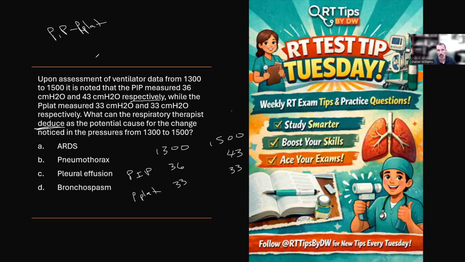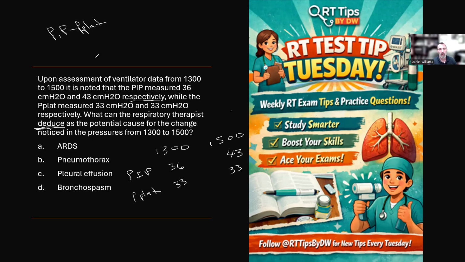Now, it doesn't say anything in the question stem about an alarm, and you don't need to know that with the alarms at this point. What we need to understand is that there are things that can cause an increase in peak inspiratory pressure. That's going to be a decrease in lung compliance or an increase in airway resistance. So we have to try to figure out what's going to be the issue.